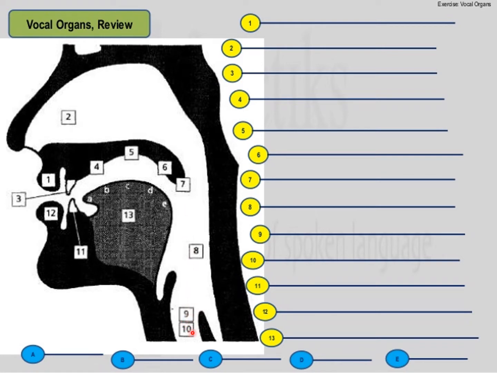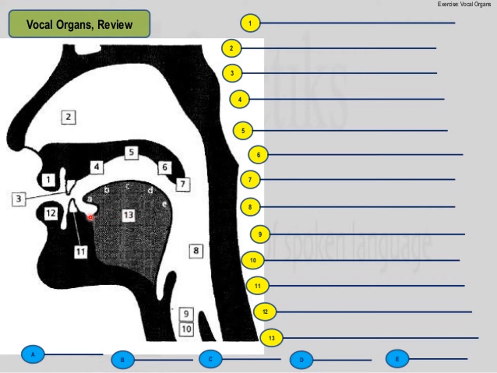9 and 10, one of them refers to the larynx, so say 9, and 10 refers to the vocal cords or the vocal folds. Okay. 11, lower teeth. 12, lower lip. 13, the tongue, which is a very active articulator.